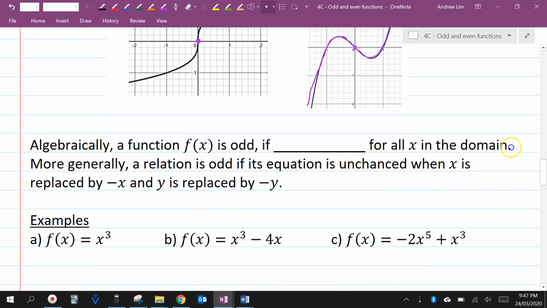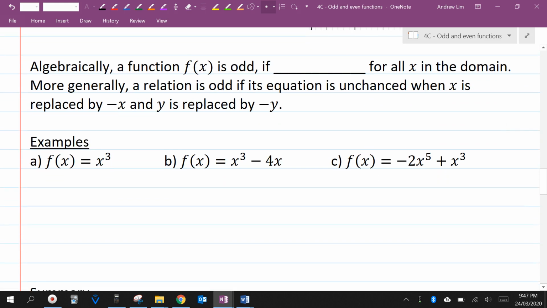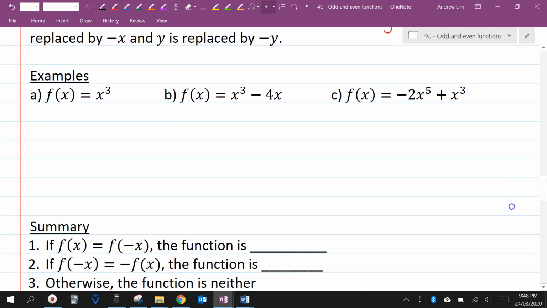So, what does this look like algebraically? Algebraically, a function f of x is odd if f of negative x is equal to negative f of x for all x in the domain. More generally, a relation is odd if its equation is unchanged when x is replaced by minus x and y is replaced by minus y. So let's have a look at some examples.